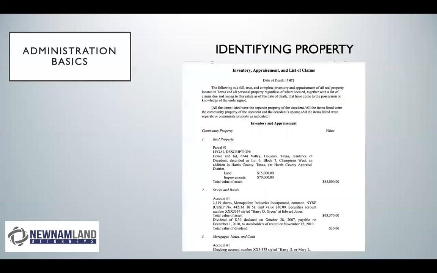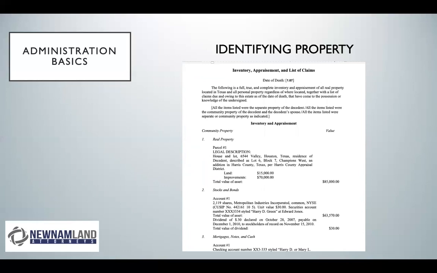Once you've identified the property, if you're going through probate, you have to do what's called an inventory. In Texas, it's called the inventory, appraisement and list of claims. This is a list of things that the deceased owned. Most of the time, this is filed with the court. There are some options where you don't have to file it with the court, but a lot of times it is, just for ease of administration. What you're listing here is all the property the deceased owned that is part of their probate estate.